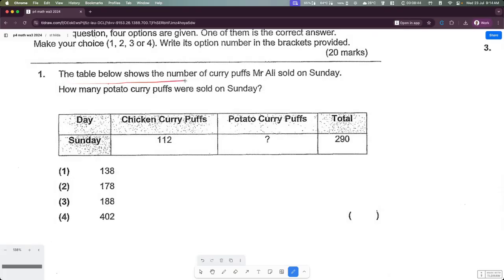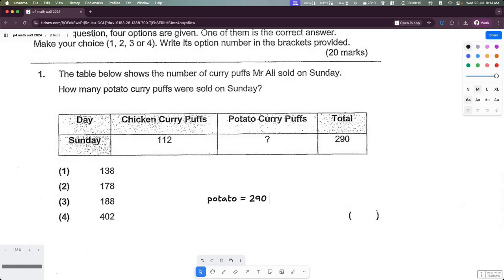The table below shows the number of curry puffs Mr. Ali sold on Sunday. How many potato curry puffs were sold on that Sunday? So you see it's a table over here. We have chicken curry puffs, which is 112, potato curry puffs, which is what we are looking for, and a total which is 290. So what we're going to do is that basically we have our total minus our chicken curry puffs. So let's write potato equal to 290 minus 112.